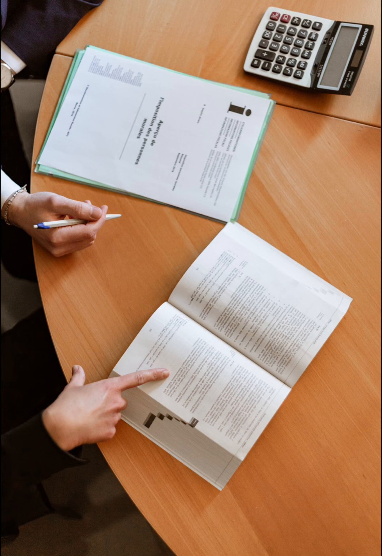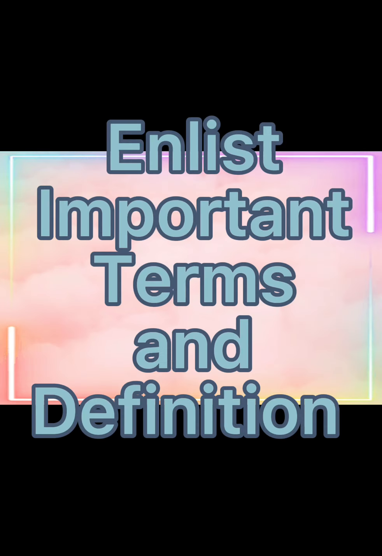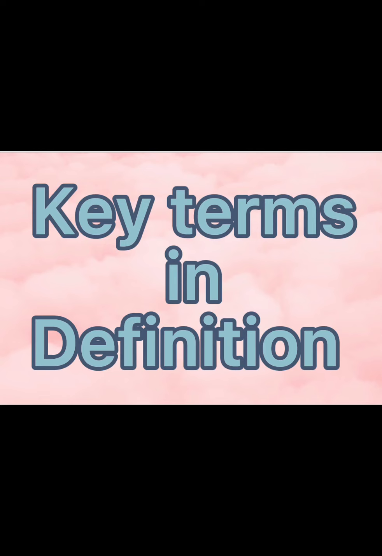So you need to just enlist different important values and equations as well, and there is a probability that you may get some objective on that as well. Moreover, we also need to enlist and prepare a separate list for different definitions and important terms that we study during our course, because sometimes, for instance, some filling the blanks can also come on just defining the term.